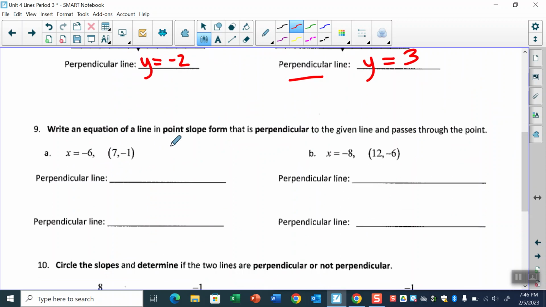All right, so equation of a line that's perpendicular. So perpendicular to x equals is going to be y equals, and it's got to be negative 1. All right, so x equals, so perpendicular is going to be y equals, so y is going to be negative 6.